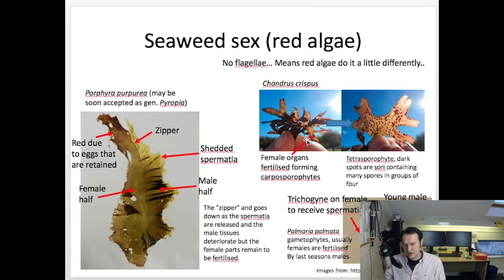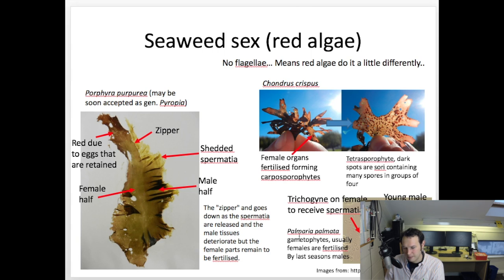That occurs here in the example of Chondrus crispus, and most red algae undergo such a stage. Some red seaweeds have male and female halves. For example, here we have Porphyra purpurea, also known as purple laver, a very common and commercially important seaweed. In this picture, we can see this zipper type structure. We have a male half and a female half, and once the male half has released its sperm, it sheds that material because it no longer needs it. The eggs are retained in the female to produce carpospores and so on.